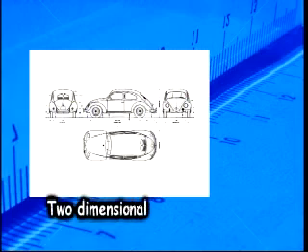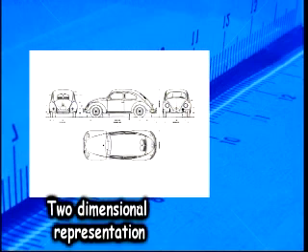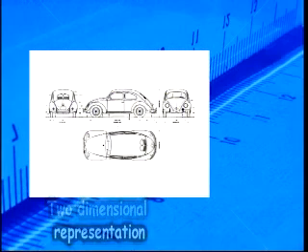Based on the graphical projection, technical drawings are grouped as two-dimensional and three-dimensional representation. Let us see some examples. A two-dimensional drawing is a drawing showing only length and height, width and height, or length and width of the object. Two-dimensional drawings are used to show the exact dimensions of elements, which is usually used in the production process.